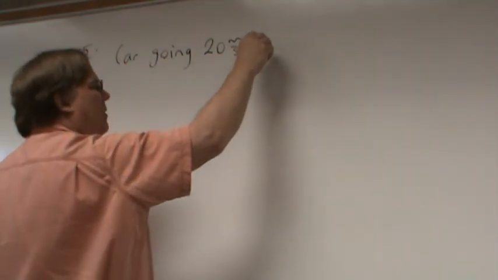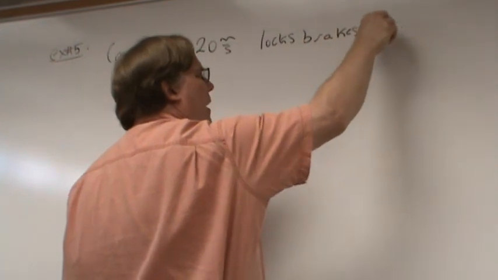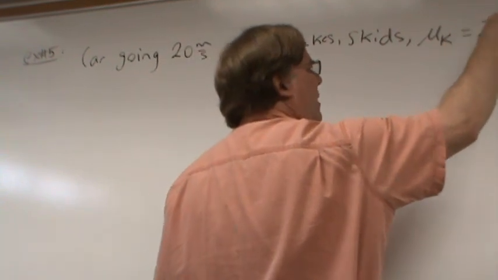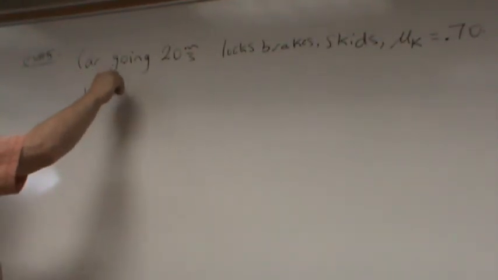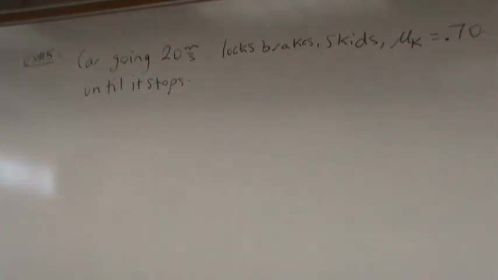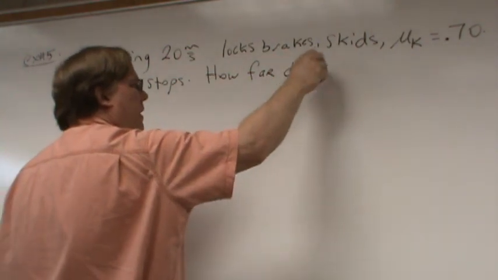Car going 20 meters per second, locks the brakes, and skids, and the coefficient of kinetic friction is equal to 0.70, until it stops. So this car is going 20 meters per second, about 45 miles an hour, and the car just slides. You lock the brakes and it slides till it stops. How far does the car go? How far does it skid?